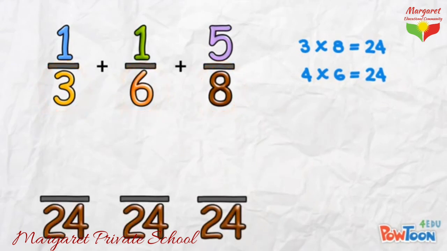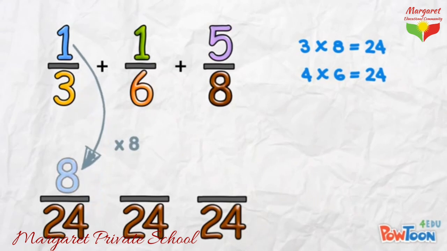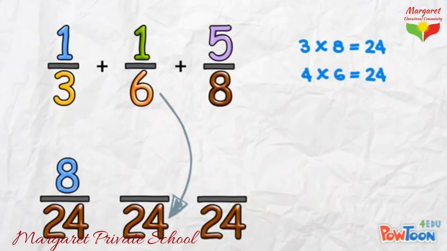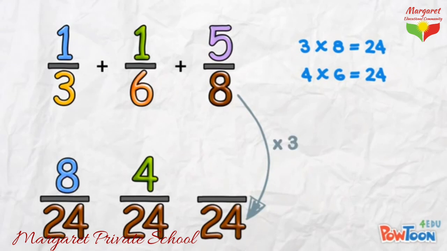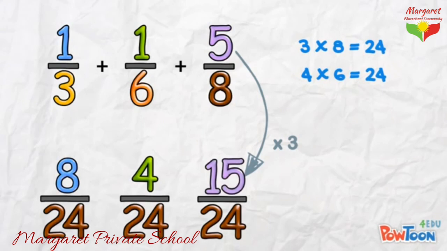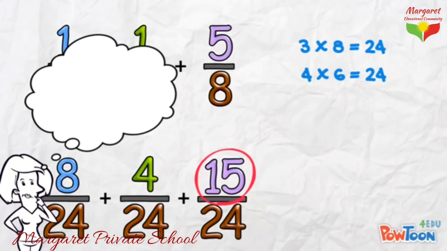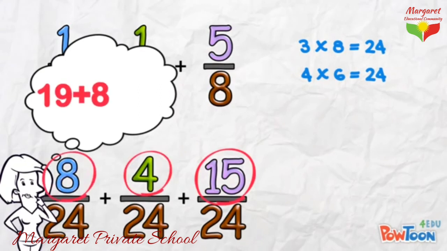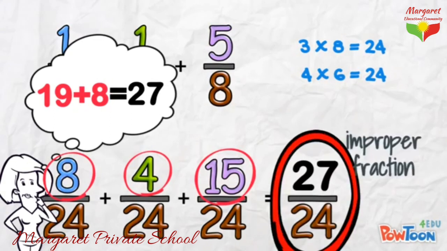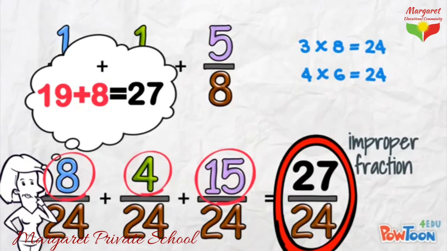To turn 3 into 24, we multiply by 8, so do the same to the numerator. To turn 6 into 24, we multiply by 4, do the same up top. And to turn 8 into 24, we multiply by 3. So 5 times 3 is 15. Now we just add the numerators. 15 plus 4 is 19. Add in the 8, that's 27. 27 over 24. It's an improper fraction, and we can't leave it like that.